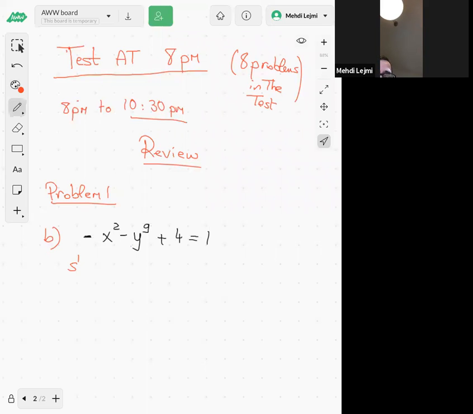First, you try to solve for y. You solve for y. So like here, minus.